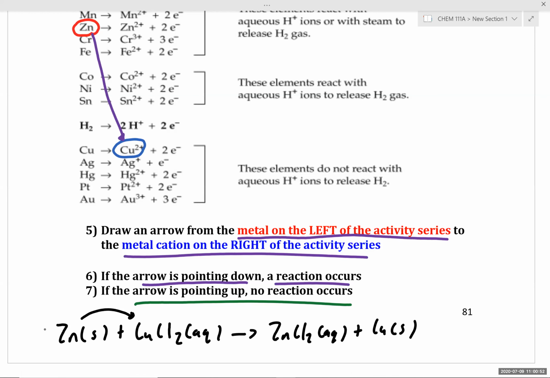So I really like the graphical method because you literally take the activity series, you draw on it, and it immediately tells you whether or not a reaction occurs in what I think is a pretty intuitive way. Does everyone understand how the graphical method works?